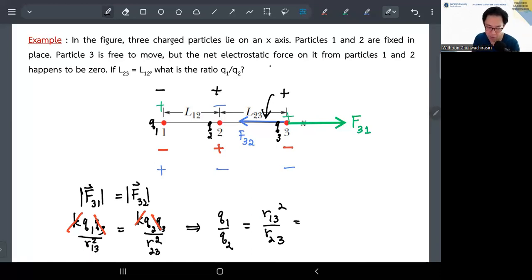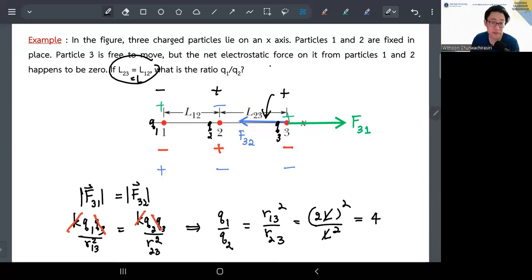They said L23 and L12 are exactly the same. Let me call it just L then. So that means R13 is 2L. R23 is only 1L. Don't forget the square. So the L squared cancels, and you get 4. So that's it. That is the ratio between Q1 and Q2.